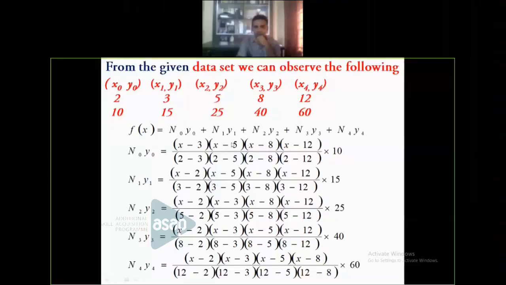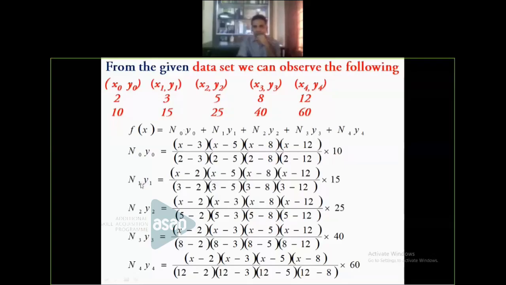Okay, so your function is n0 times y0. This entire numerator and denominator together gives n0 multiplied by your y0 value. What's the y0 value? y0 is 10. So when you multiply these, you get a function of x as the first term.